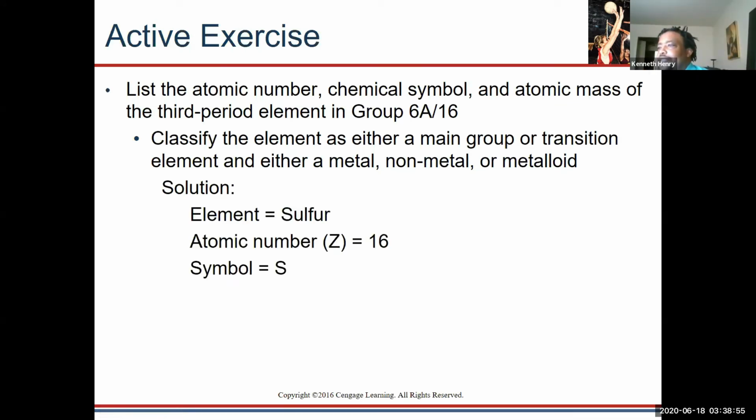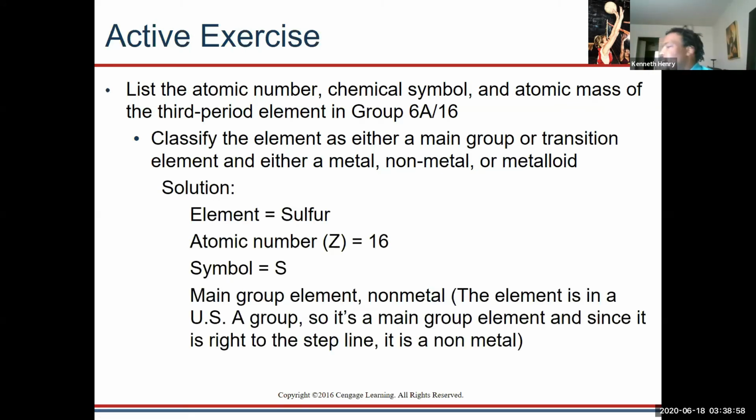Okay, let's give you guys one more for the road. It is in the fifth period. List the atomic number, chemical symbol, and the atomic mass of the fifth period element in the 11th group. It's silver. Silver, 47, Ag. And the mass is 107.87. Okay, you got it, right?